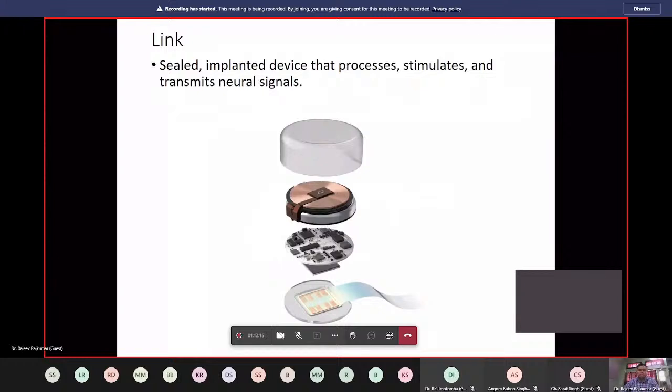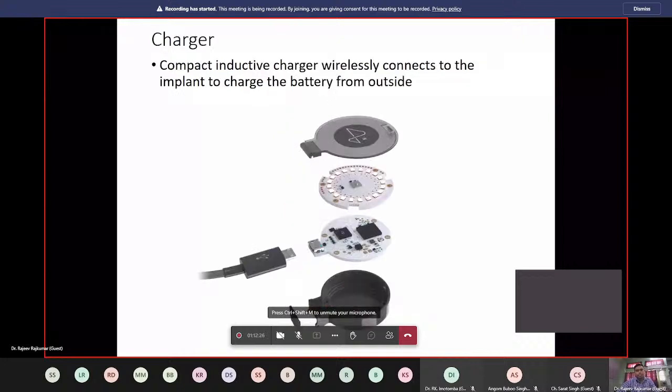And this is the link section. It's a sealed, implanted device that processes and transmits neural signals. See, there is some transmitter inside. And next, we have a charger. We can even charge it, where the compact inductive charger is wirelessly connected to the implant to charge the battery from the outside. So we need to have some kind of port, so we can just put this charger to charge our battery, we can say, for the thread.